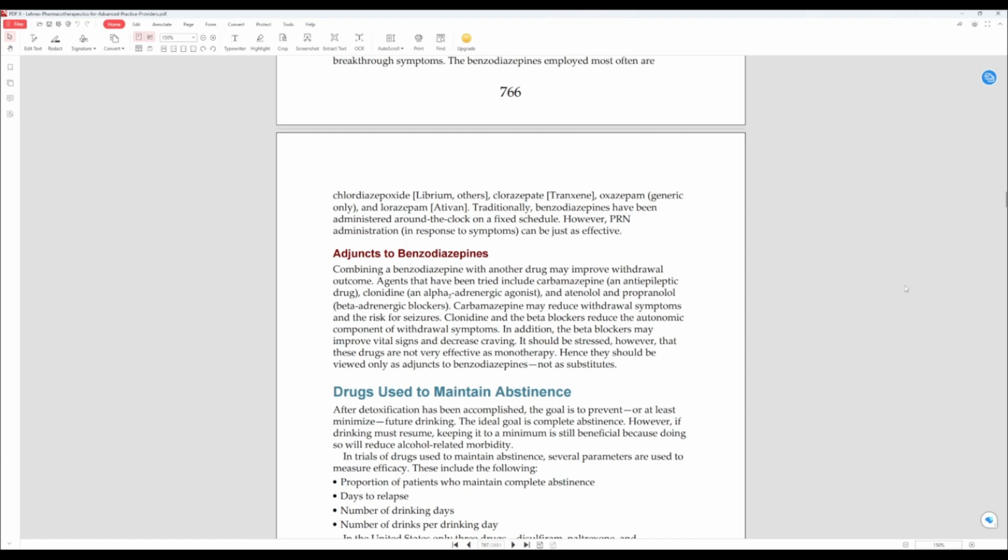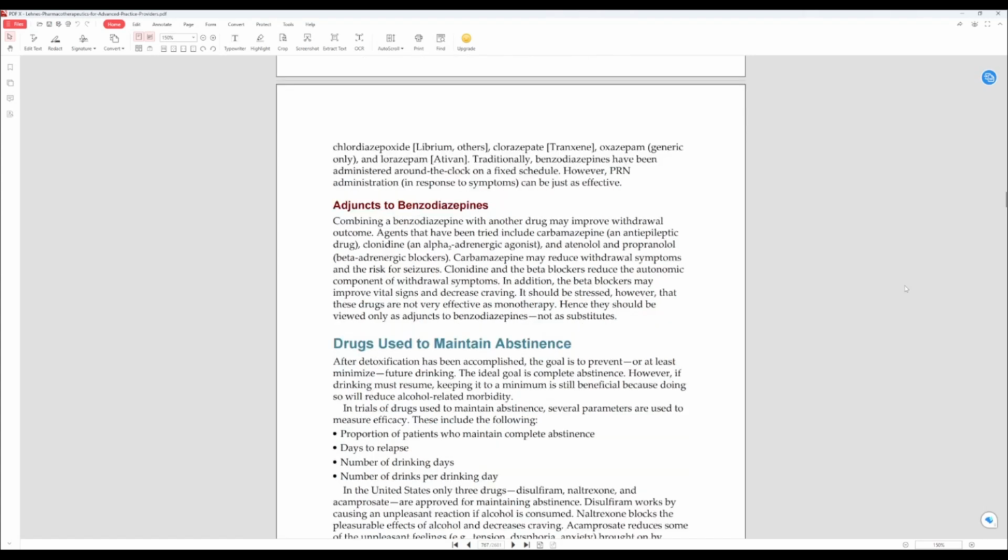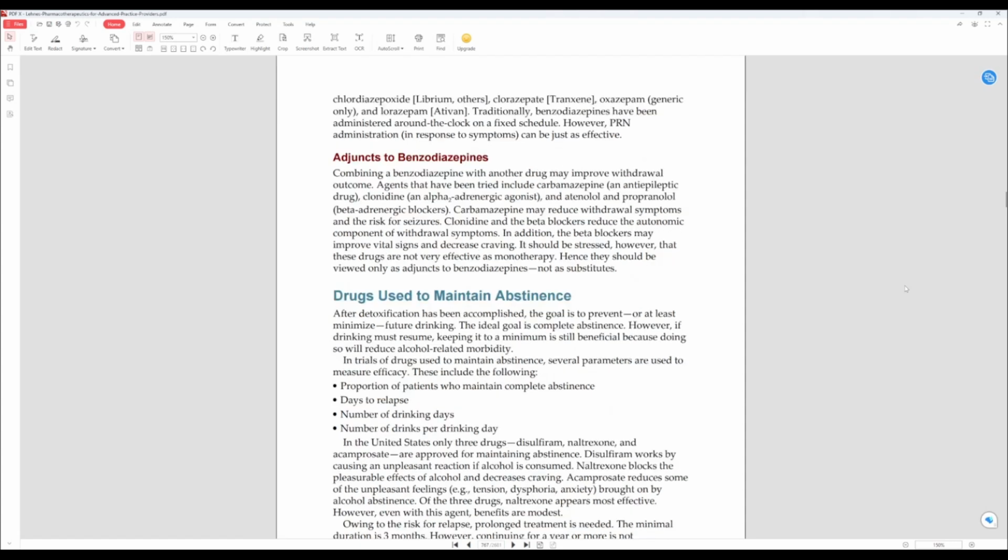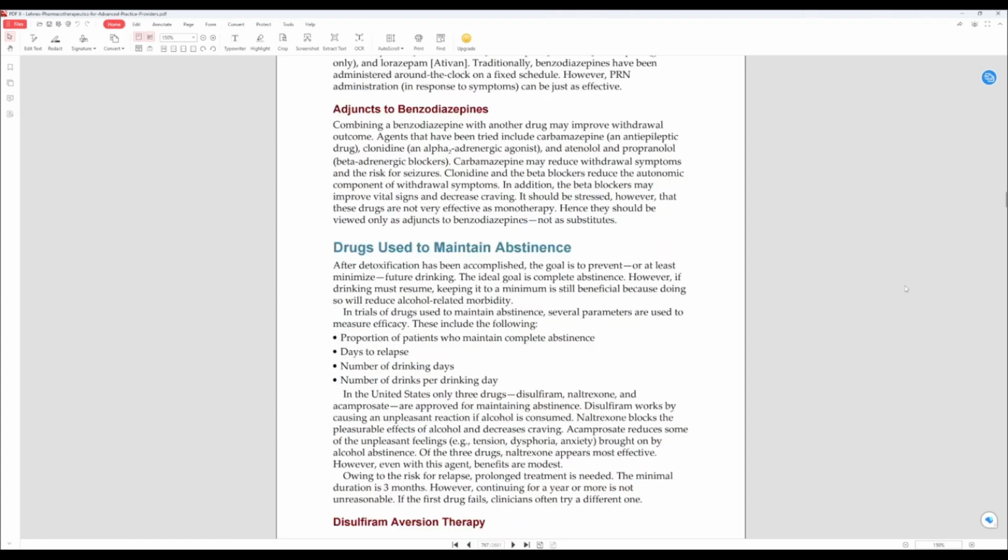Traditionally, benzodiazepines have been administered around the clock on a fixed schedule. However, as-needed administration can be just as effective. So, adjustments to benzodiazepines: combining a benzodiazepine with another drug may improve withdrawal outcomes. Agents that have been tried include carbamazepine, clonidine, atenolol, and propranolol.